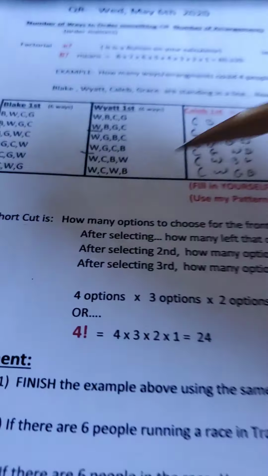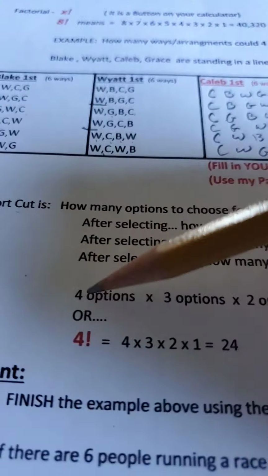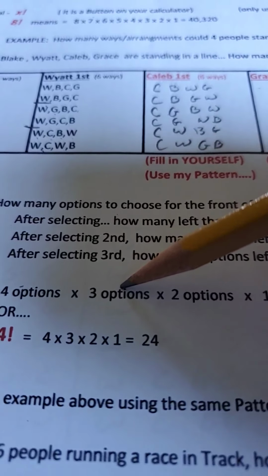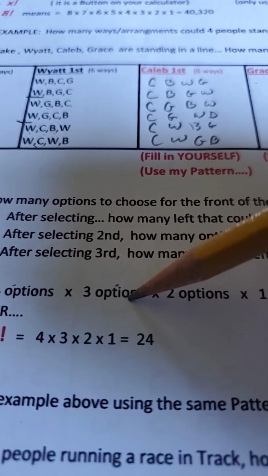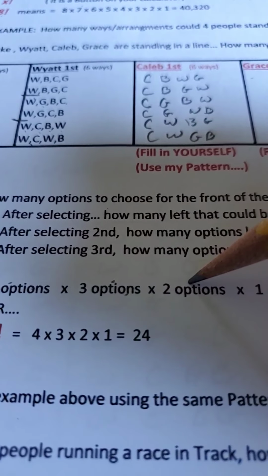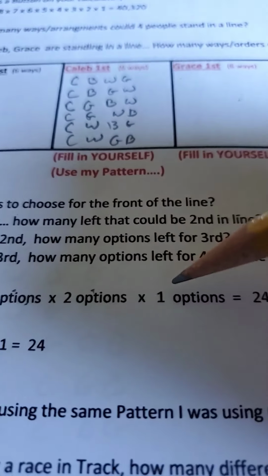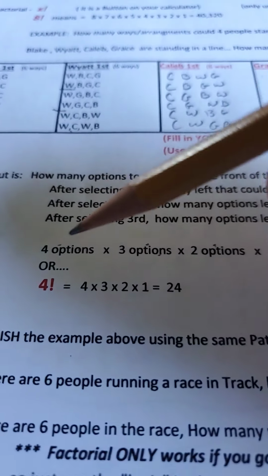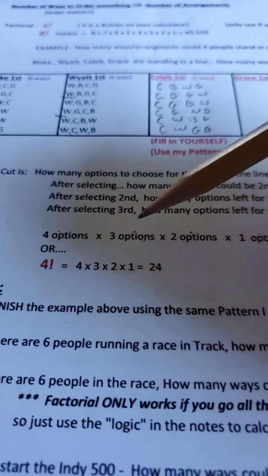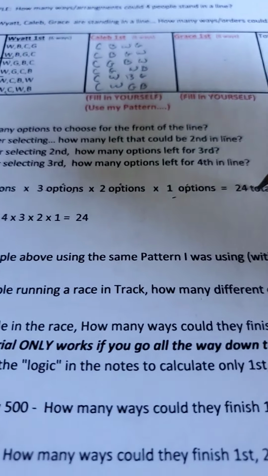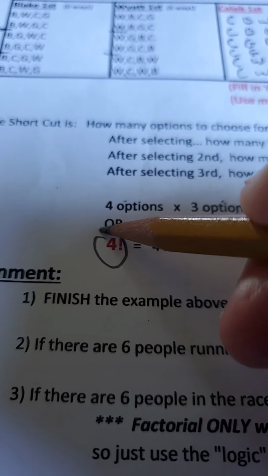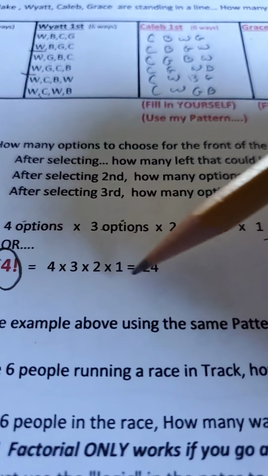Okay? That means there's 4 options could be first. Once someone crosses the finish line or stands first, there's 3 options could be finishing second. Once someone crosses the finish line, there's 2 options could finish third. And once that person crosses, there's 1 option could finish fourth. And you'd take, from the Monday assignment, 4 options times 3 options times 2 options times 1 option is 24 options, or the 4 factorial button gives you the 24.